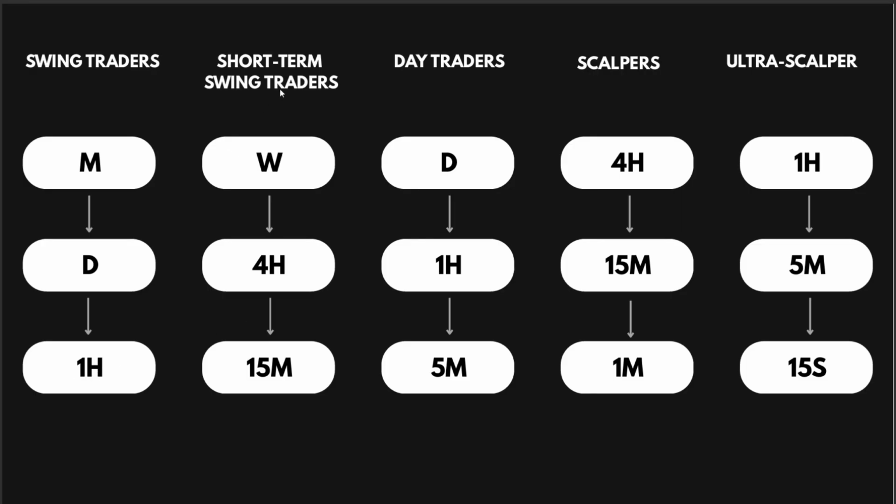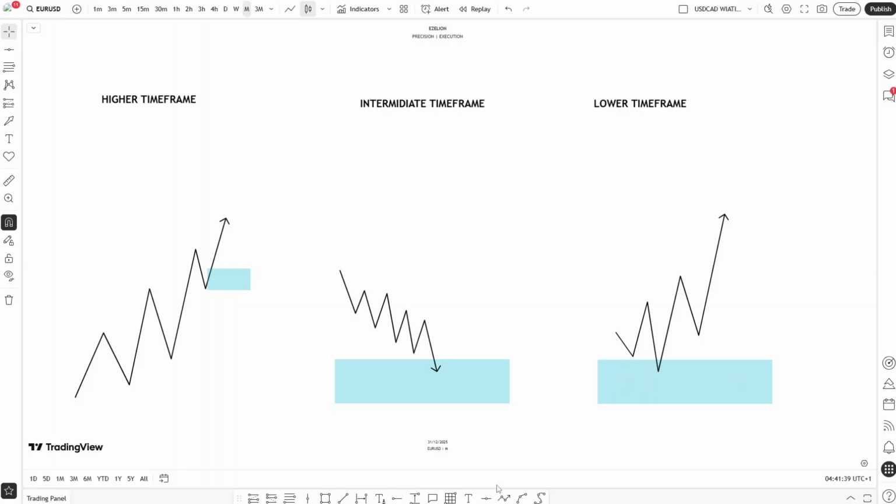Then if you choose to be a short-term trader, you'll be looking for your directional bias on the weekly. Then you will go down to your 4 hour time frame for your high probability POIs or key levels. Then you look for an entry on the 15 minute time frame. Then for day traders, you work with daily, 1 hour, 5 minutes. Scalpers: 1 hour, 4 hours, 15 minutes, and 1 minute. Ultra scalper: 1 hour, 15 minutes, and 15 seconds. So let me try to explain this in more detail.